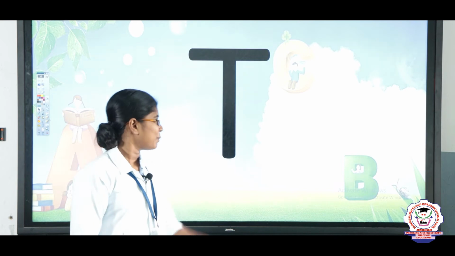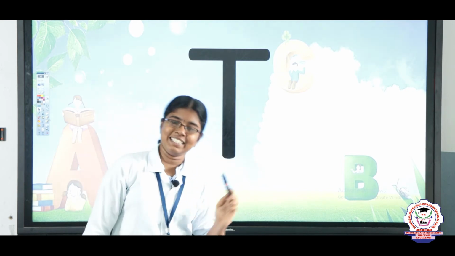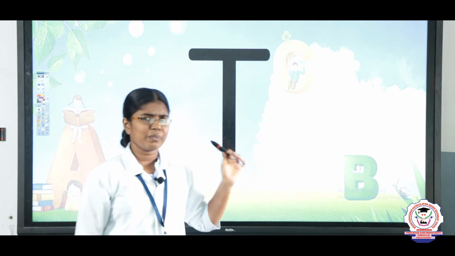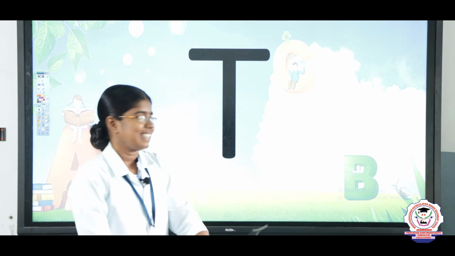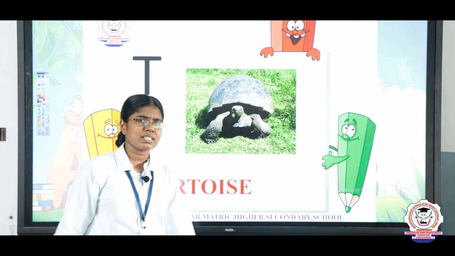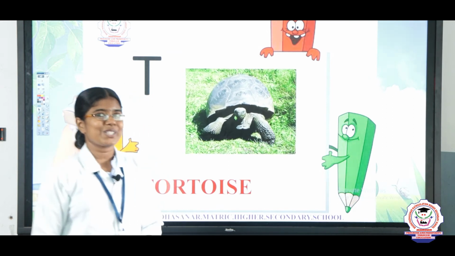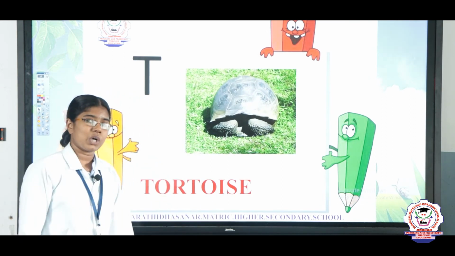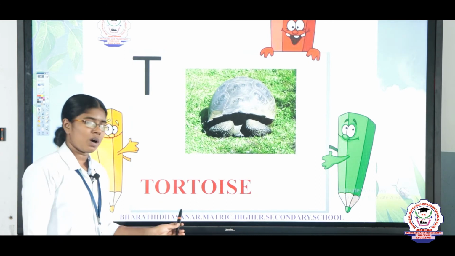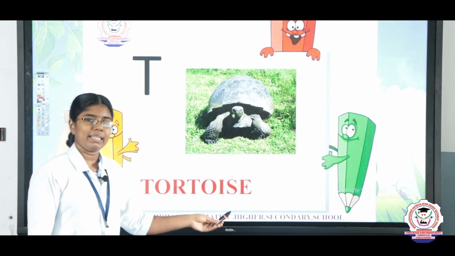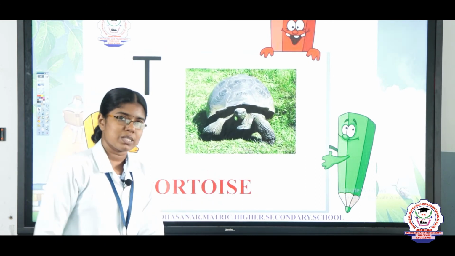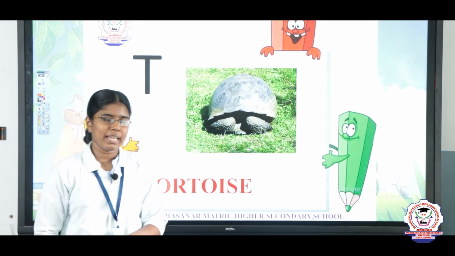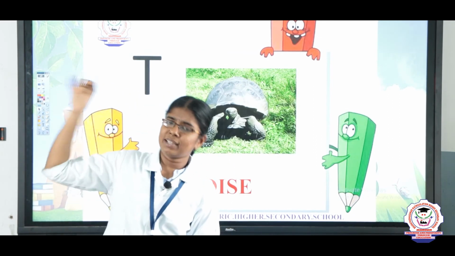Yes, very good Pooja. This is the letter T. What letter, children? Everyone say loudly, what letter is that? Yes, T. Very good. See, what picture is this? Tortoise. The spelling of the word tortoise is T-O-R-T-O-I-S-E. Tortoise. Okay. It is a reptile. Okay. It can live more than 100 years.